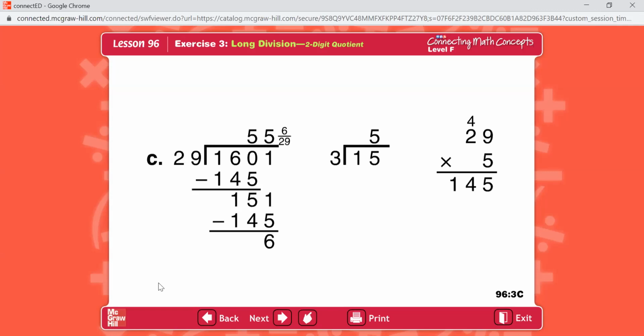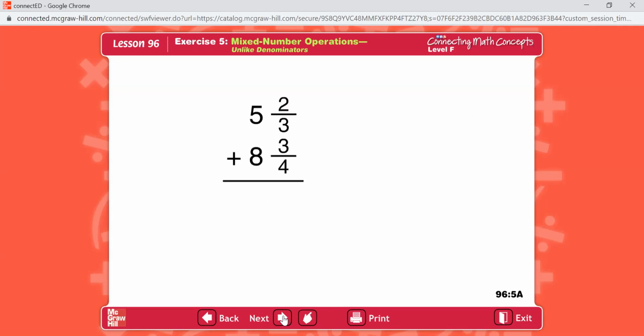Moving on to mixed number operations. Here we have the problem 5 2/3 plus 8 3/4. The denominators are not the same, so you have to find the lowest common denominator. Let's solve for lowest common denominator. We have 3 and 4. Let's figure out what they have in common as the lowest common denominator.